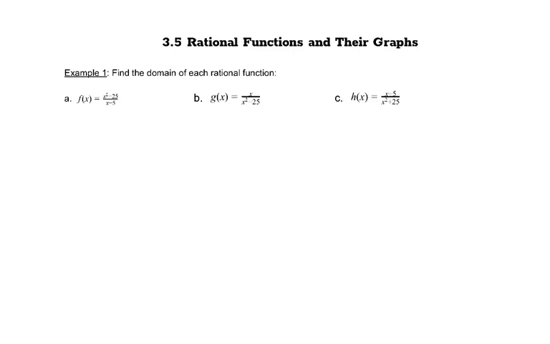In this section, we'll look at rational functions. Rational functions are functions that are in the form of fractions, and we'll look at how to graph them. So first of all, we're going to talk about domain.